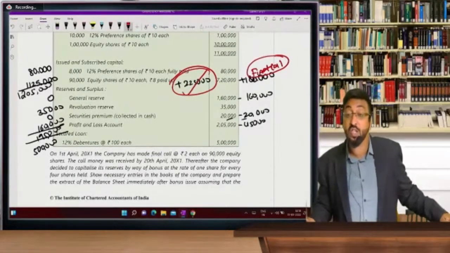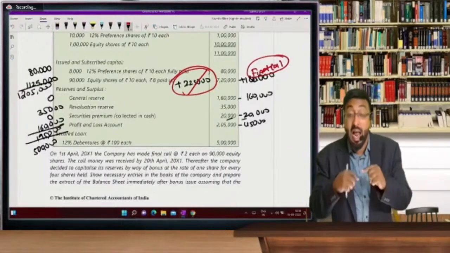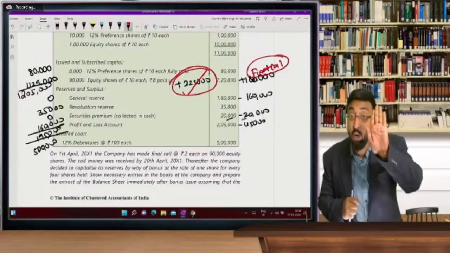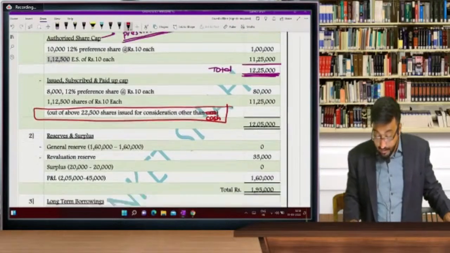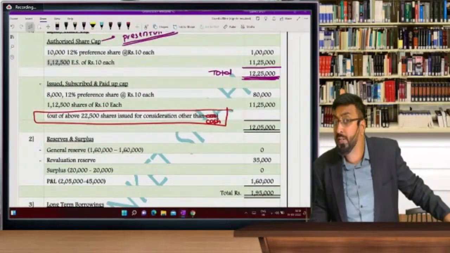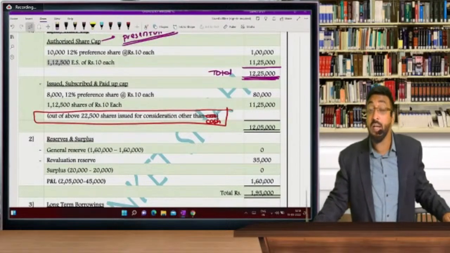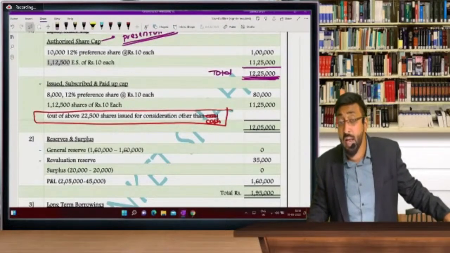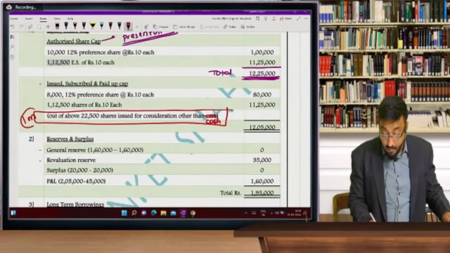So bonus shares, when you issue, you are not taking any cash, and that you have to tell your shareholders while they read your financial statements. You have to tell them that out of above 22,500 shares are issued for consideration other than cash. So my friends, 22,500 shares are issued for consideration other than cash. And this sentence will carry 1 mark.